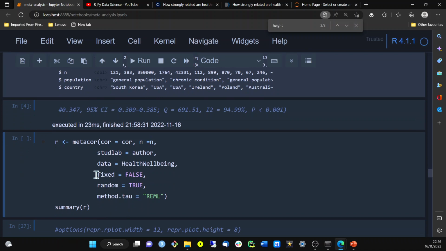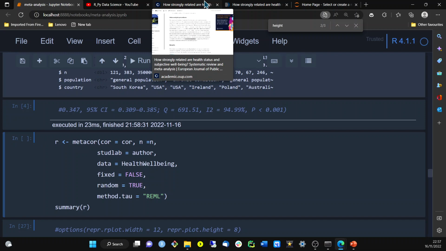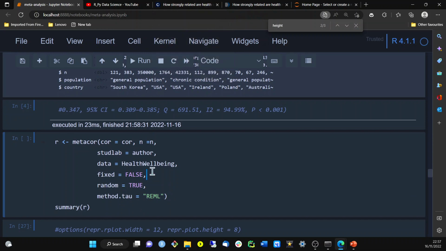As I said previously, the fixed effect meta-analysis is actually for theoretical purposes. You may need it otherwise for writing, for analyzing your data or something. I don't recommend using fixed effect meta-analysis by any means, unless you are dealing with the same kind of study repeated multiple times in the same group of population. Otherwise, I don't suggest using the fixed effect meta-analysis. So that's why we are turning it off by assigning fixed to false.